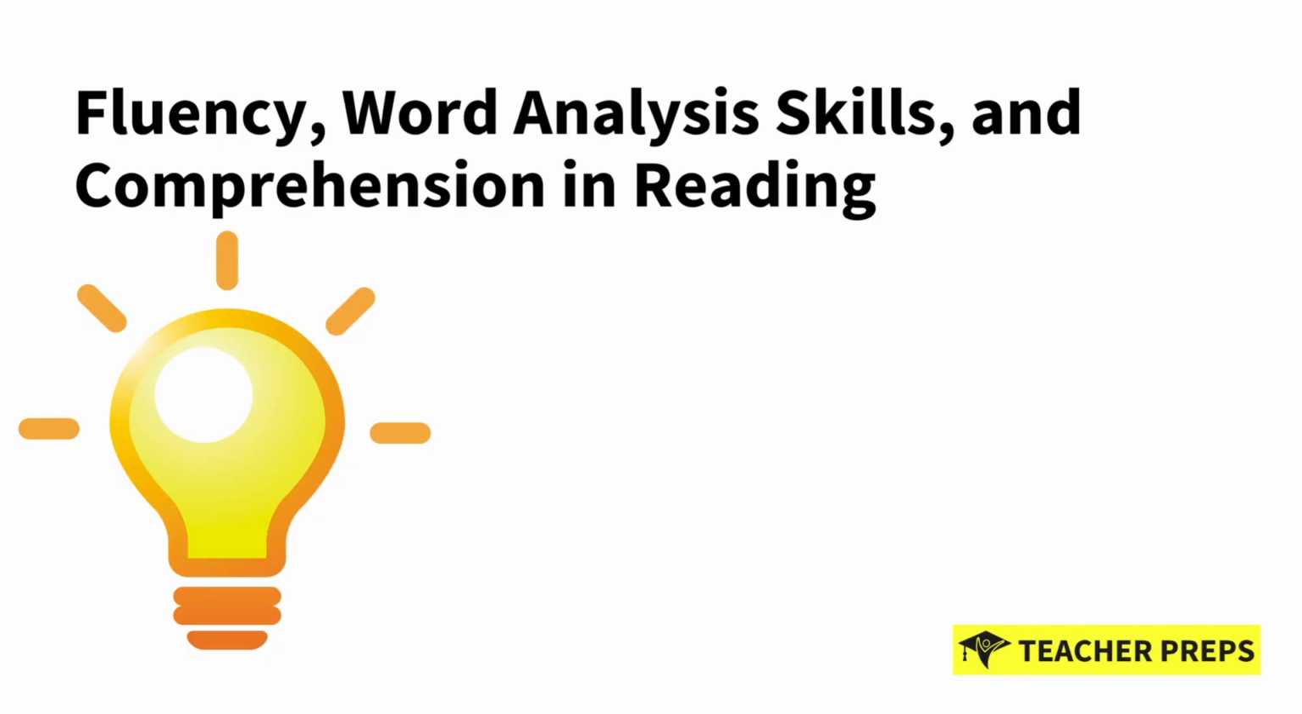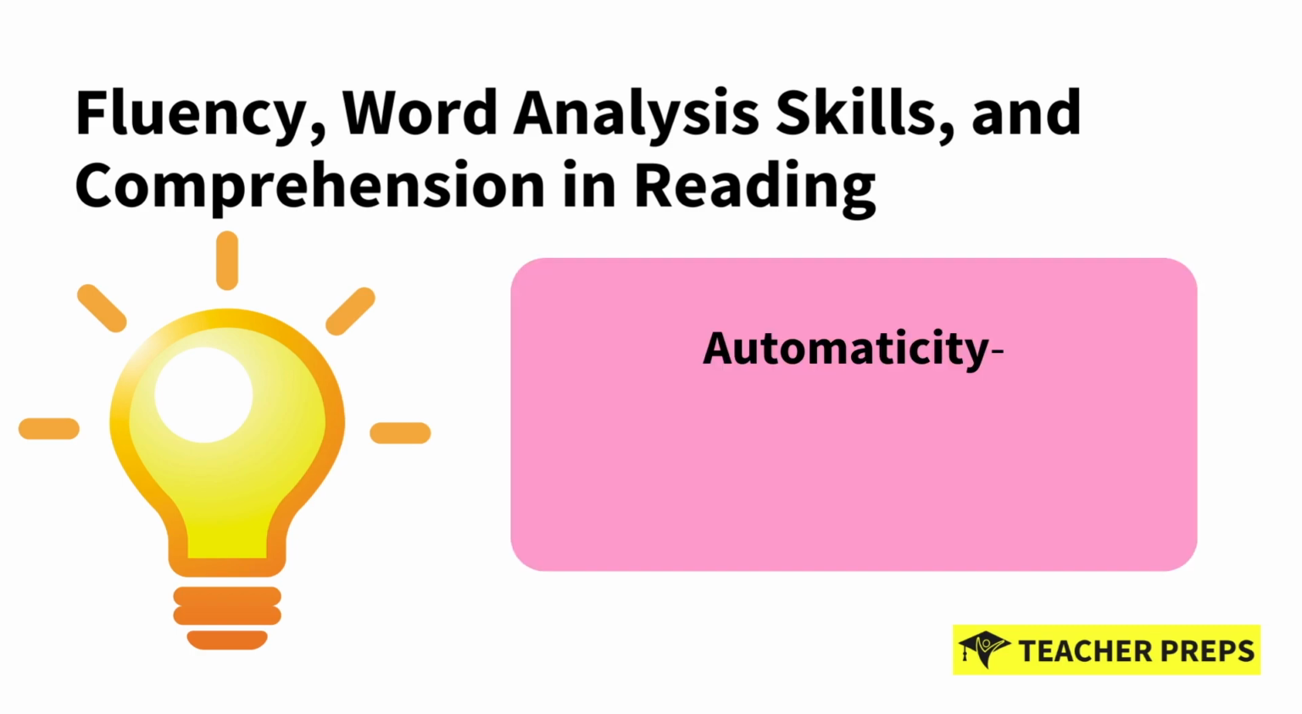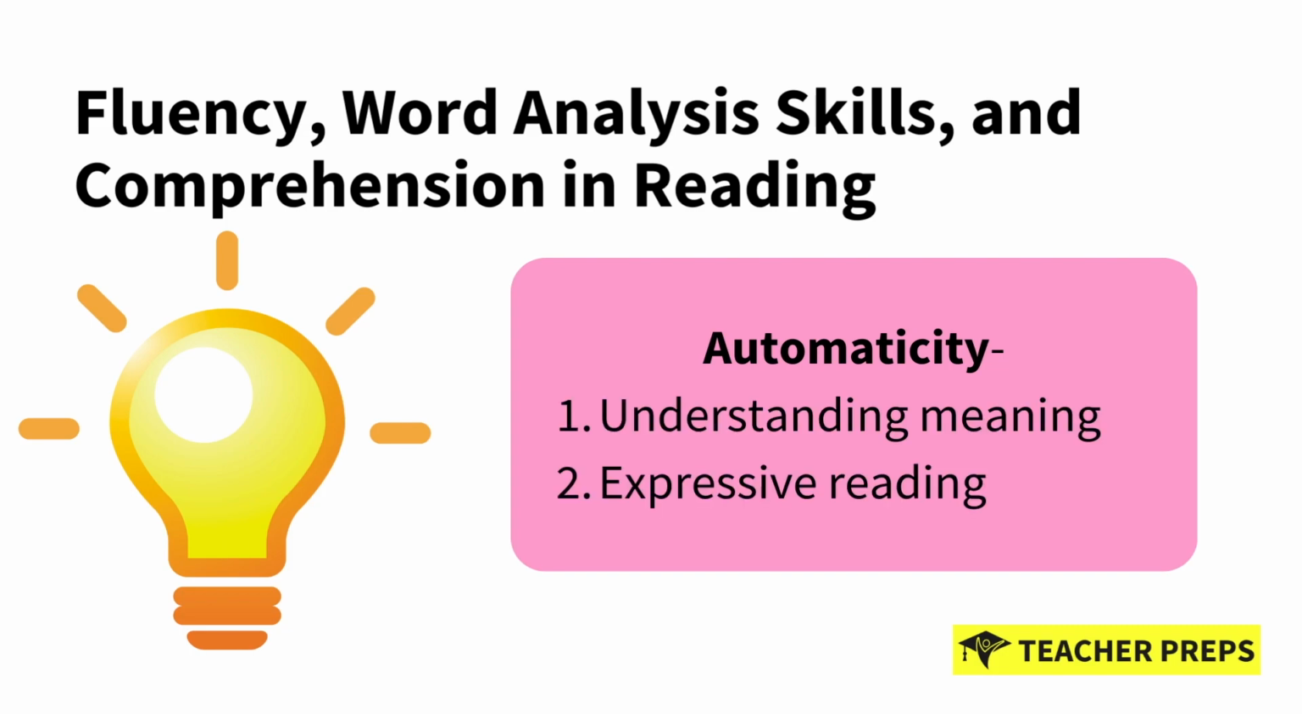The interrelationship of fluency, word analysis skills, and comprehension in reading. Let's take a look at it. In the context of reading, fluency is integral to comprehension, and this is explained by the theory of automaticity. This theory shows that reading involves two main functions. First, the decoding of words and grasping the text's meaning.